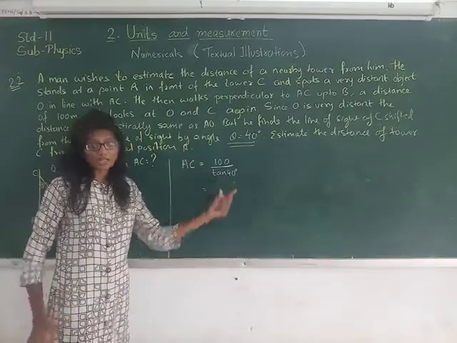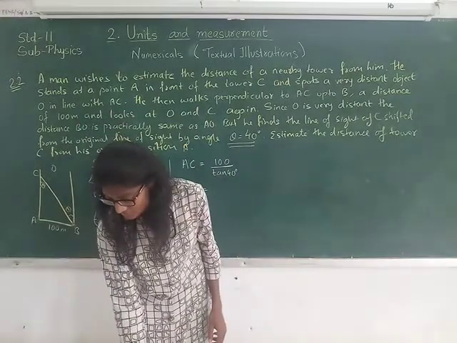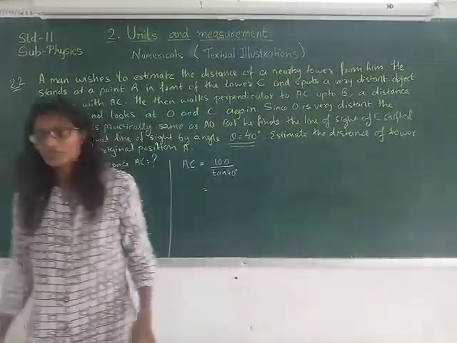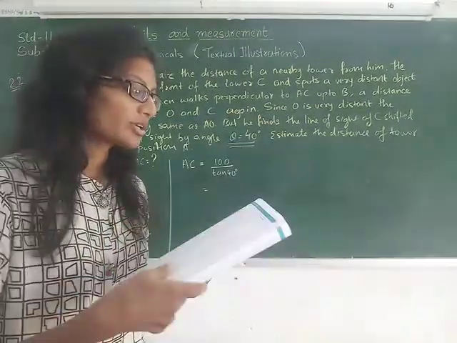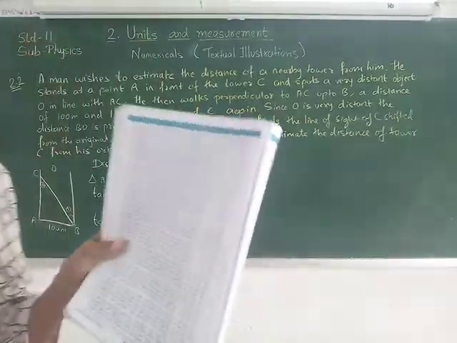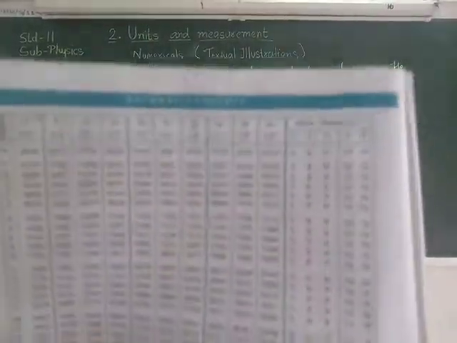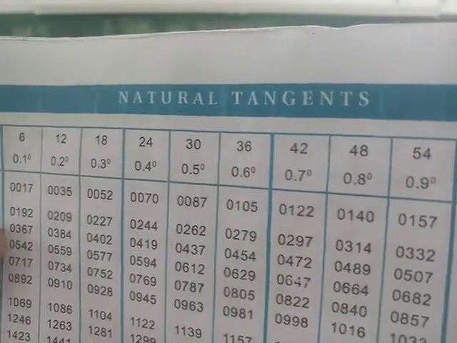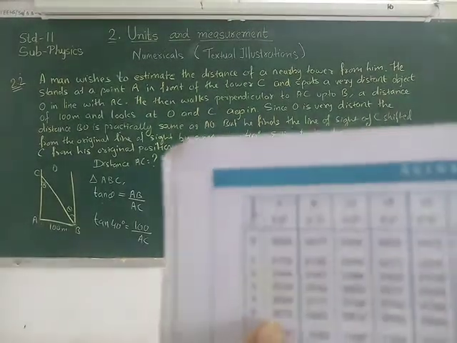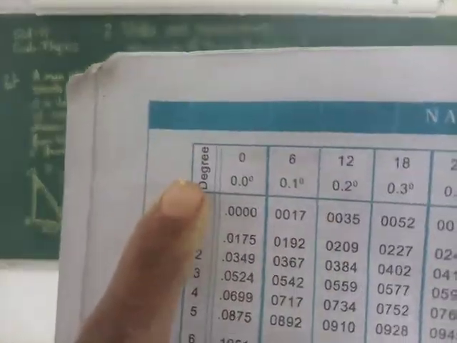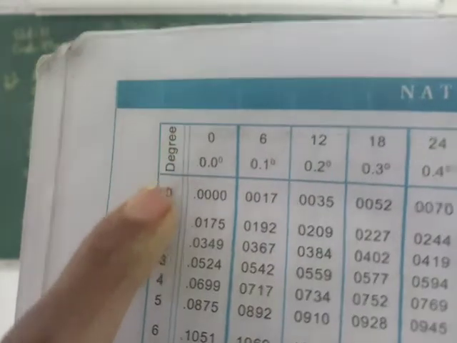Now see, tan 40 degree, that you will be using the log book, right? Taking the natural tangent from the log table, you need to take out this natural tangent page, and from that, because we are going to find tan 40 degree, see over here the first column shows the degree.